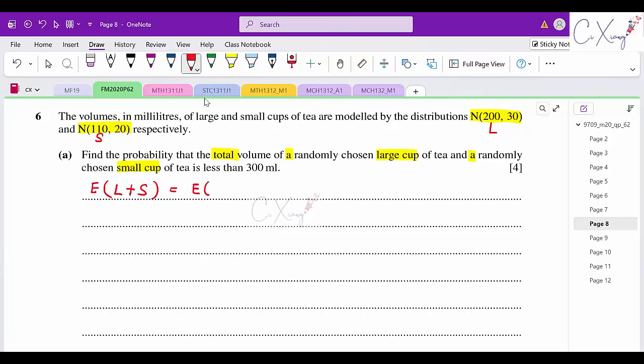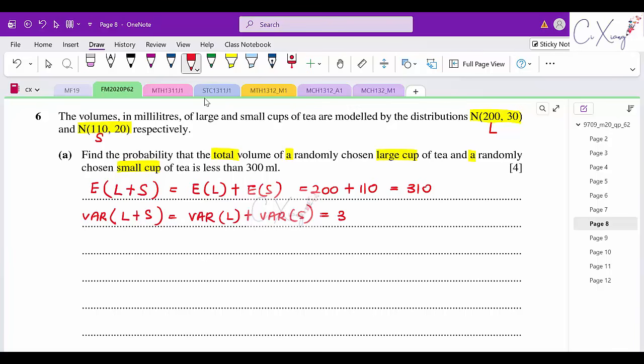So I need the mean of L plus the mean of S, the mean of large plus the mean of small. So you have 200 plus 110 equals 310. This is the mean. And how about the variance? For variance, I want variance of L plus S, which is variance of L plus variance of S. The variance for L is 30, the variance of S is 20, and the total should be 50.